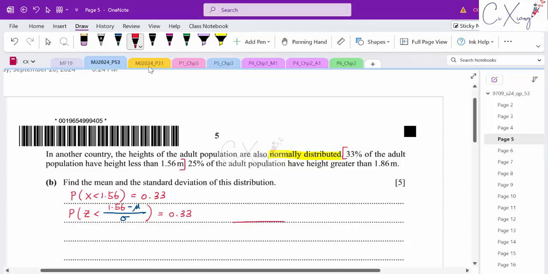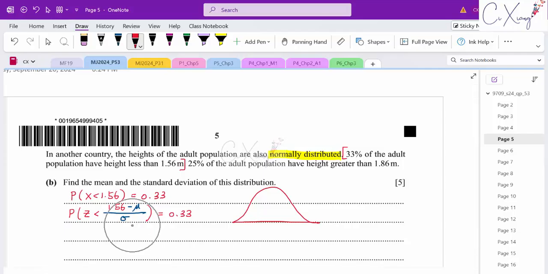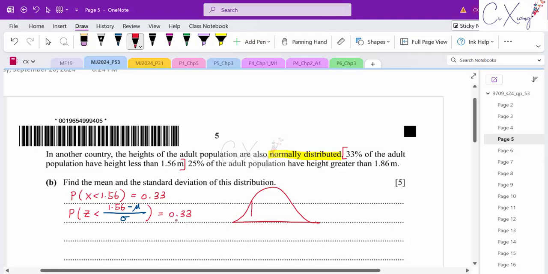Now if we draw a diagram related to this equation, Z smaller than a particular number with a small area of 0.33, the shaded area should be on the left and is a small area. Therefore, this value of Z should be a negative value because the center is 0. So this Z is 1.56 minus mu divided by the standard deviation, and at the same time I want to find out from the table the value of Z.